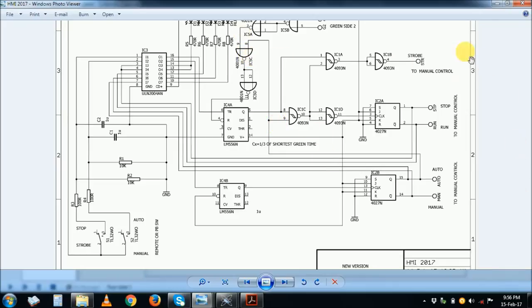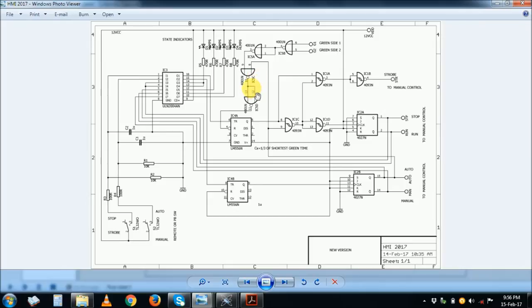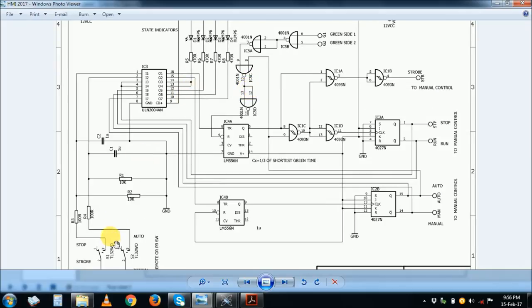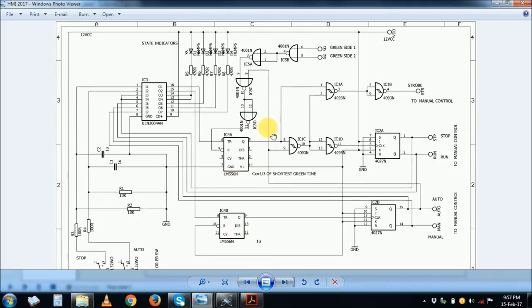So what is happening here? Let me show you. Right. So the stop run mode will affect this timer. The manual auto mode switch will affect this timer. So remember that. We press here, we affect that one. We press here, we affect that one. So this is now how we are going to do it.